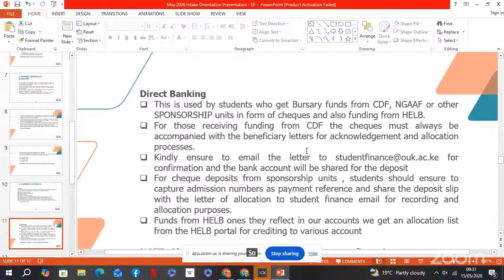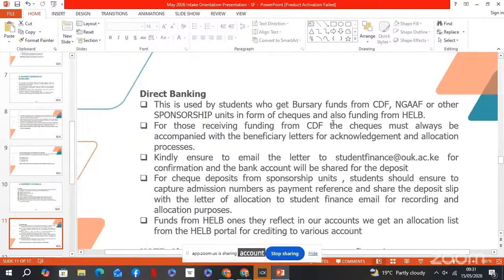So we have also the option of direct banking. So the direct banking is usually done on the funds that we receive from the CDF, NGF, or other sponsorship units in form of checks. And also the funding from HELB goes through our bank account. And then we are able to pick it from there and credit to each and every student's account.